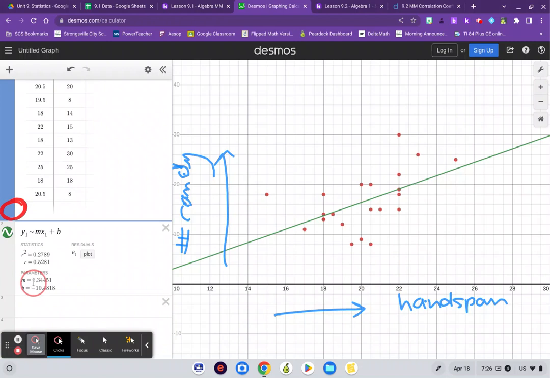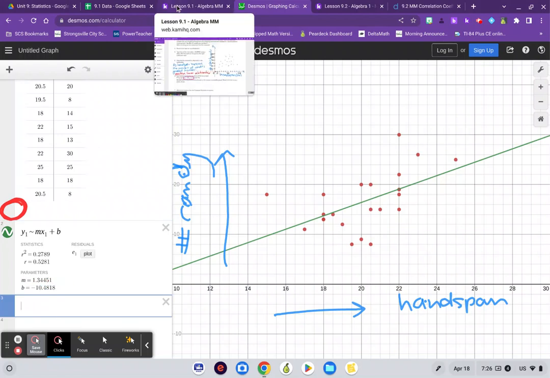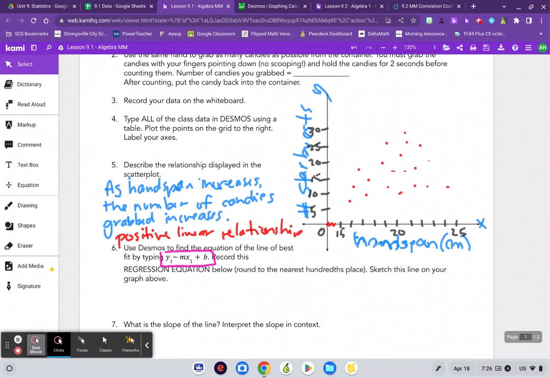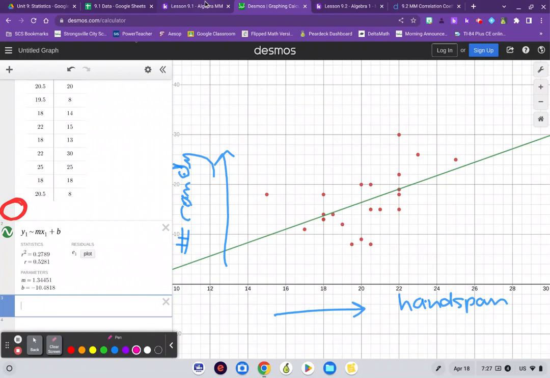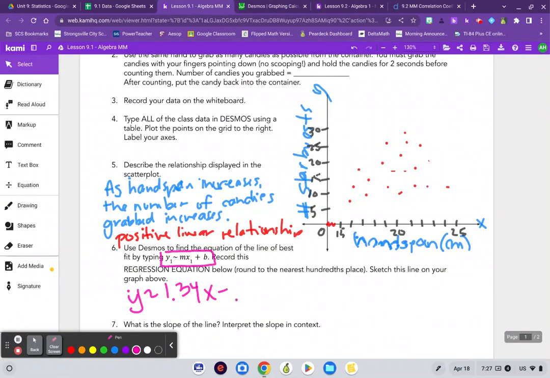So notice down here in parameters, it says m equals, so that's my slope, 1.34. My y-intercept is the b, so negative 10.48. And so going back, I would have y equals 1.34x minus whatever that y-intercept was, 10.48. And we're going to sketch this line of best fit.